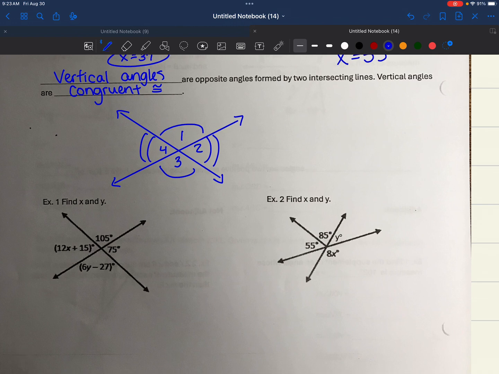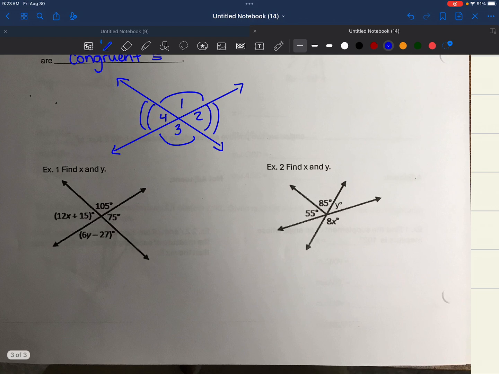So if I want to solve down here for x and y, how could I solve for x first if these two are across from each other? 12x plus 15 equals 75. Yes, if they're equal, we set them equal to each other and solve. So 12x plus 15 is equal to 75. We subtract 15, we get 12x is equal to 60, so x is equal to 5.